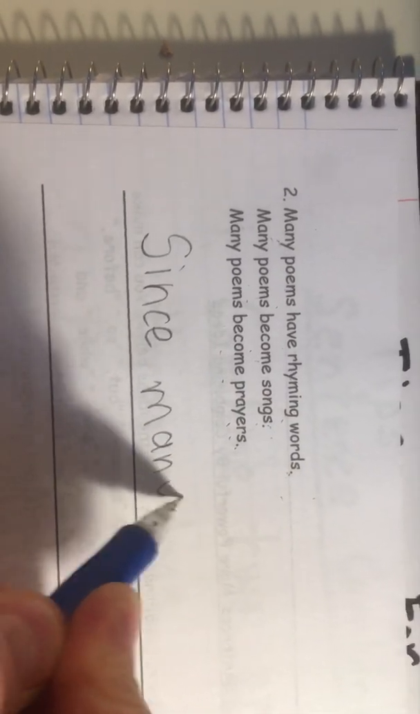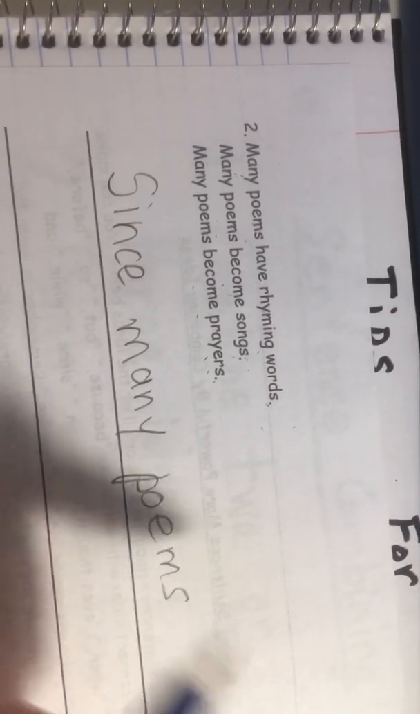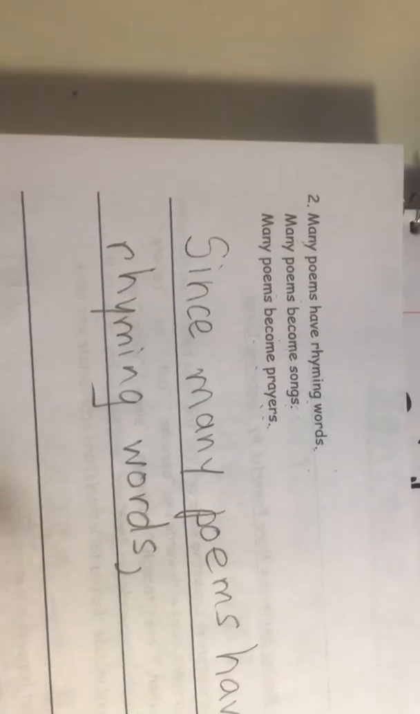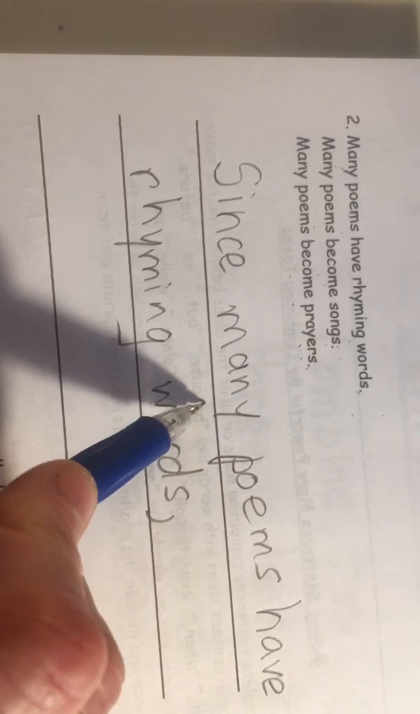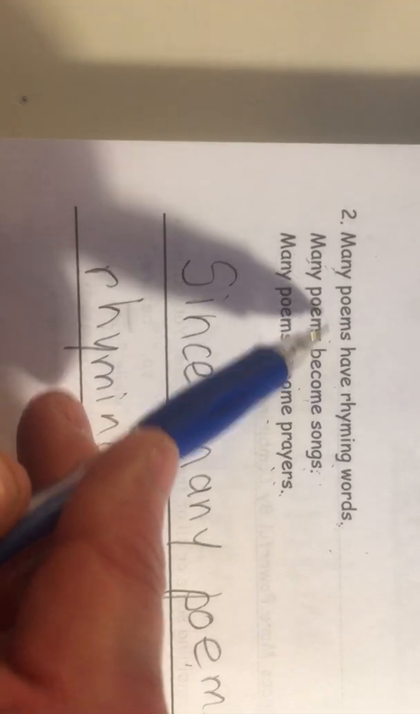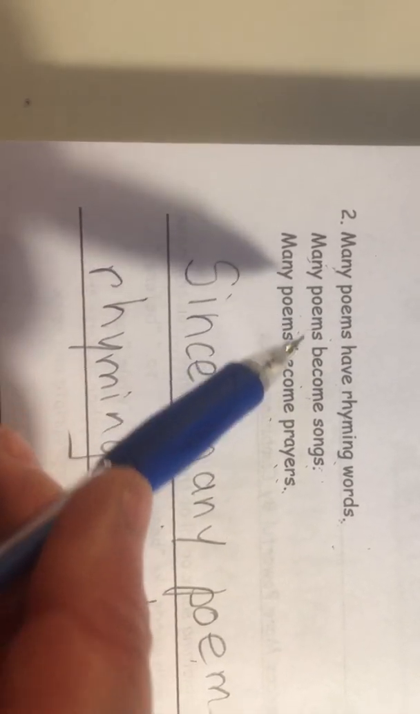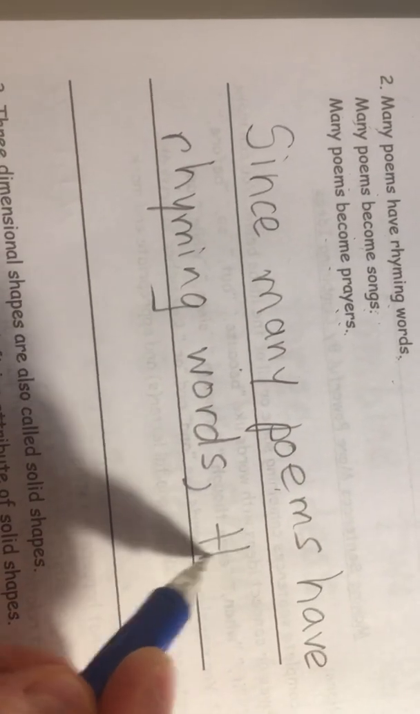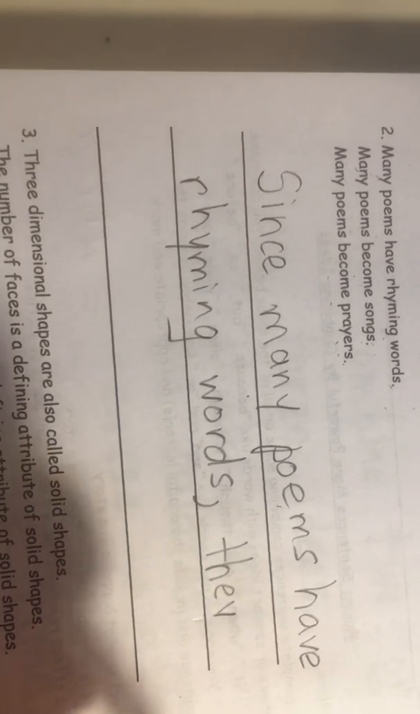The first sentence, since many poems have rhyming words, comma, and since I already said many poems here, I'm not going to use the same words because we don't want to repeat words too much. I'm going to substitute the word they. And so again, you don't have to use every single word. Pick words that make it flow and make sense. So I'm just going to use they.